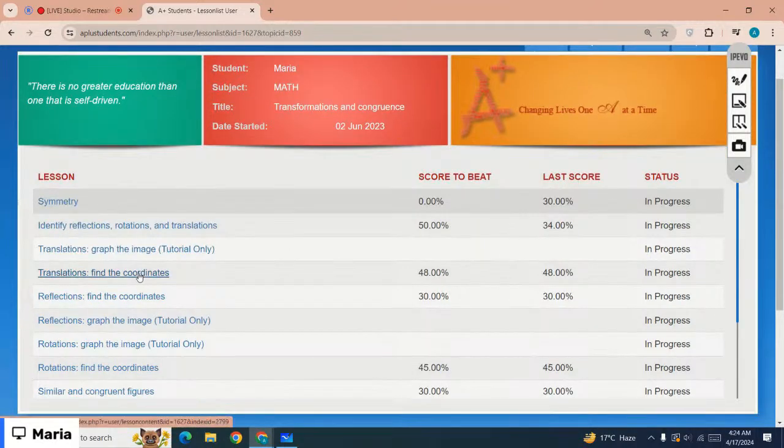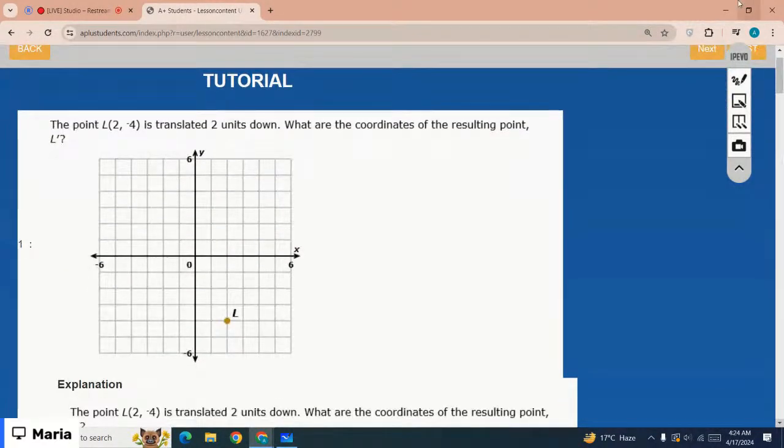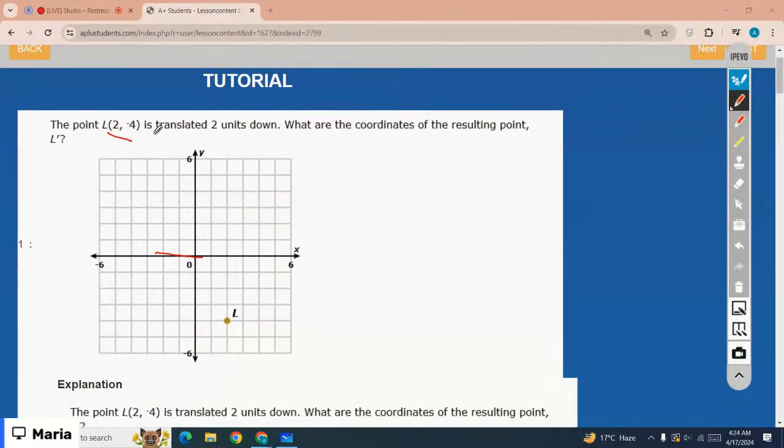The next lesson is translations, find the coordinates. Okay, let's just start with the first question. The point L, 2, negative 4, is translated 2 units down. What are the coordinates of the resulting point L dash? So you move 2 units down. Now it is here. So the coordinates are 2 and negative 6.